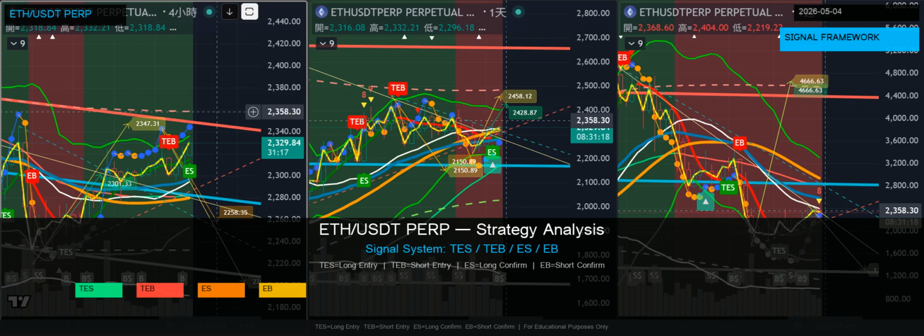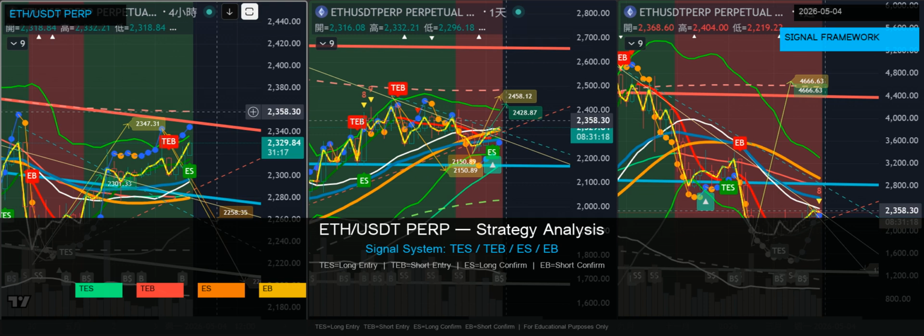Welcome to today's ETH/USDT perpetual strategy analysis. Let's begin with a quick review of the four core signals in this system. TES, trend entry long, is your signal to enter a long position. TEB, trend entry short, is your signal to enter a short position.